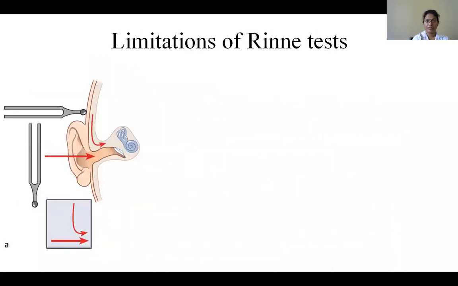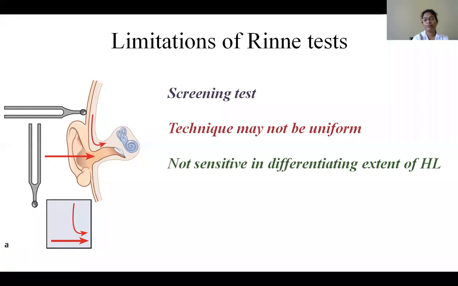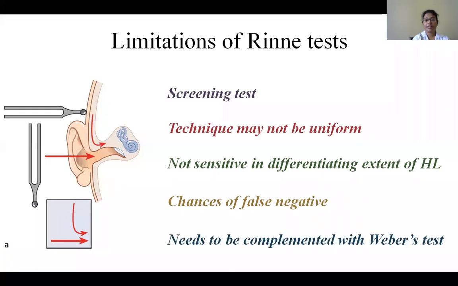So what are the limitations? First thing, it is a screening test. Second, the technique may not be uniform. You have to really practice and practice, especially keeping the base of the tuning fork and taking care that the vibrating prongs are not dampened by your touch. Second, it is not sensitive in differentiating to what extent the hearing loss is present. And there are chances of false negative, and it needs to be complemented with Weber's test. Single-handed Rinne's test cannot diagnose conditions.